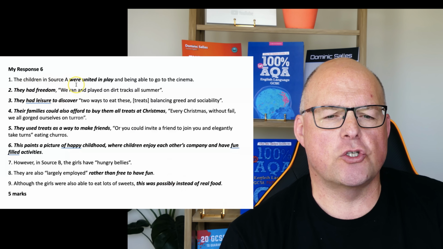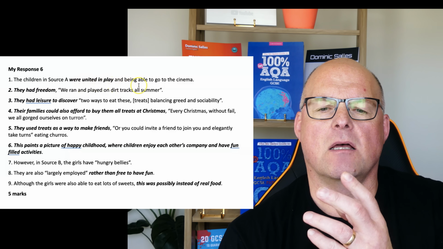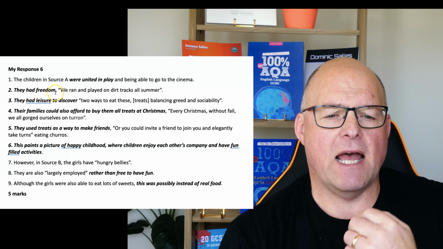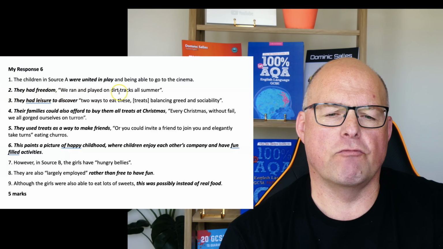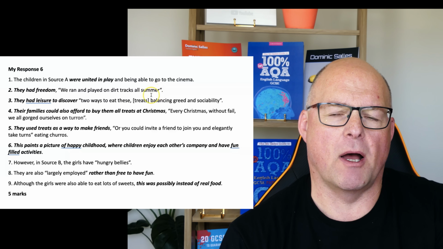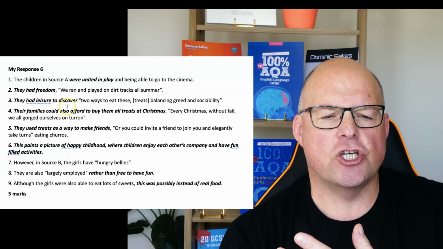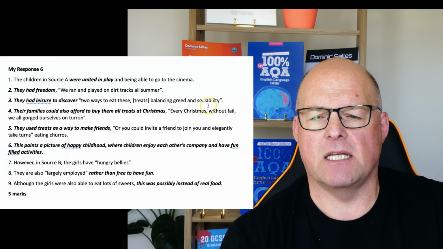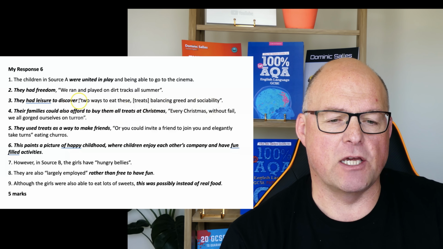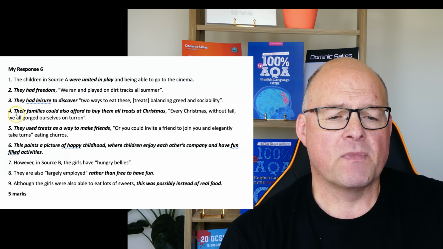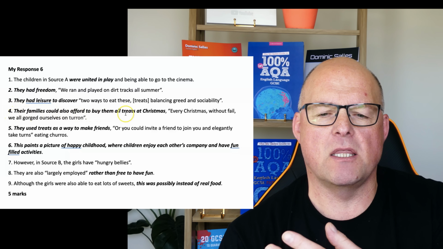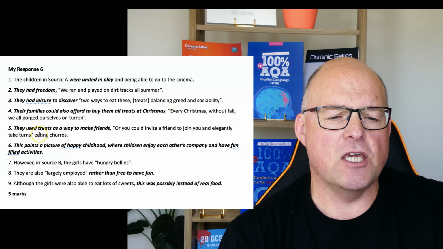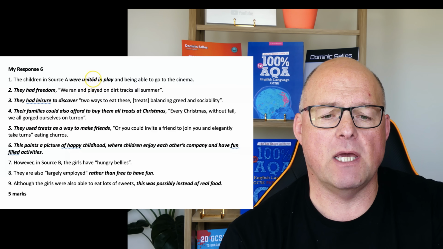So the children in source A were united in play and being able to go to the cinema. That is an explanation. 2, they had freedom, and here's the evidence: we ran and played on dirt tracks all summer. 3, they had leisure to discover 2 ways to eat these treats, balancing greed and sociability. Another explanation in italics. 4, their families could also afford to buy them all treats at Christmas. Then there's the quote to prove it. 5, they used treats as a way to make friends. So you get the idea.